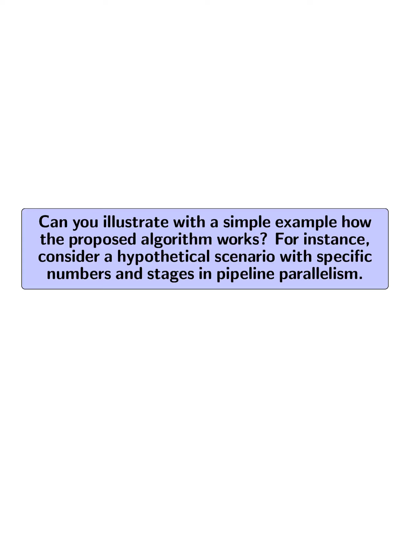Can you illustrate with a simple example how the proposed algorithm works? For instance, consider a hypothetical scenario with specific numbers and stages in pipeline parallelism.